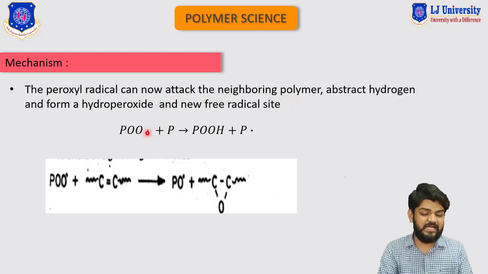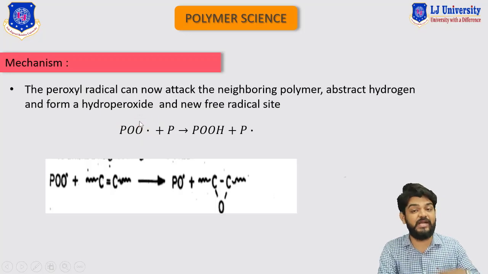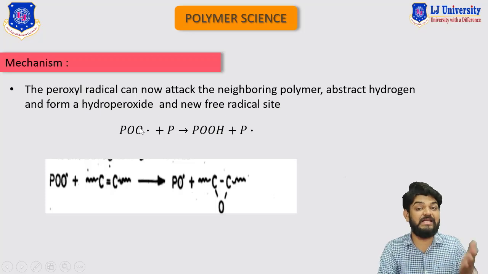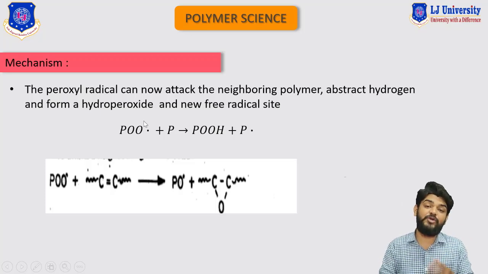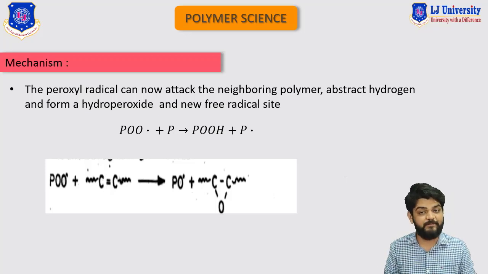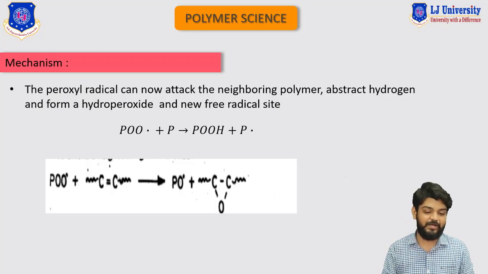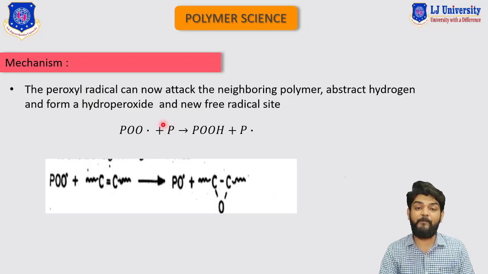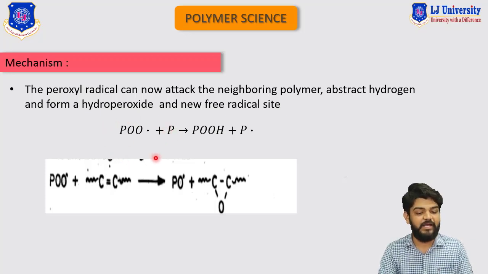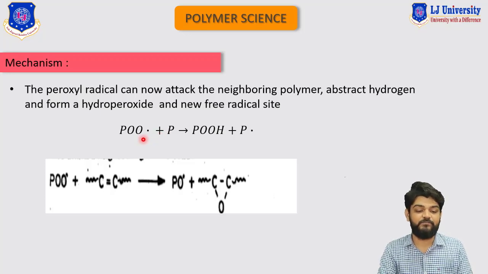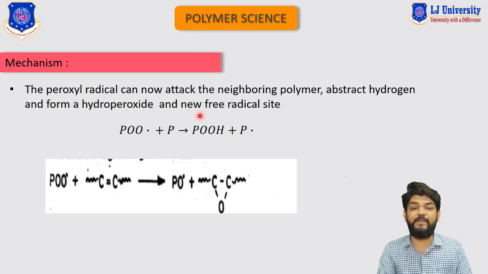Now the peroxide radical can attack the neighboring polymer. This is the peroxide compound that we generated in the previous slide. It will easily attack the polymer and try to abstract hydrogen from it. Hydrogen from the last carbon of the polymer chain will be abstracted by the free radical of the peroxide compound and attracted towards this point. So, as you can see, POOH has been formed.